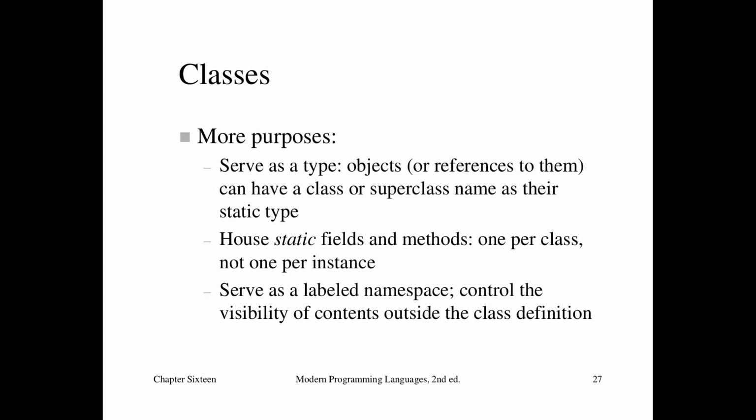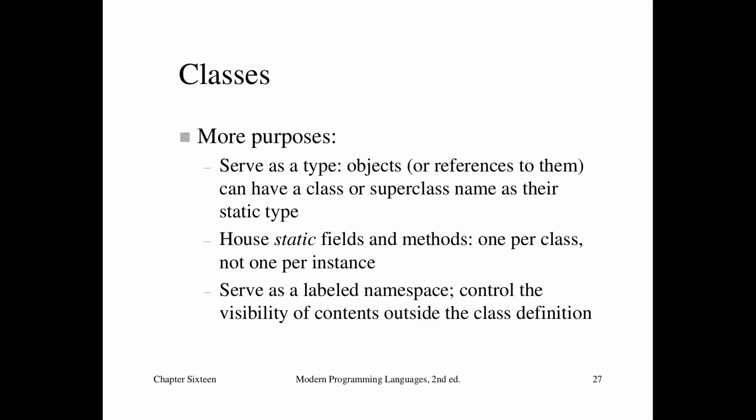Classes also give us the construct of type, right? Objects or references to them have a class or superclass name as their static type, right? Classes also give us a place to store class-based information, or static information specific to the type rather than to an instance of the type. In Java we use the keyword static to denote this. So fields and methods, one per class if they are static, right? They're not associated with an instance.